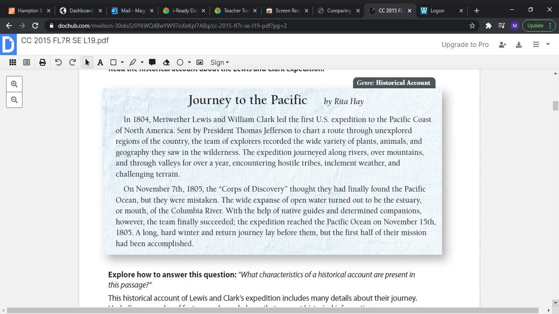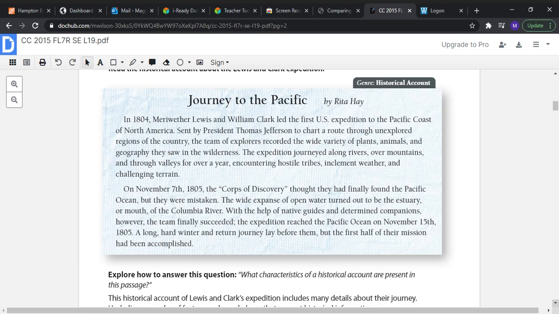With the help of native guides and determined companions, however, the team finally succeeded. The expedition reached the Pacific Ocean on November 15th, 1805. A long, hard winter and return journey lay before them, but the first half of their mission had been accomplished.